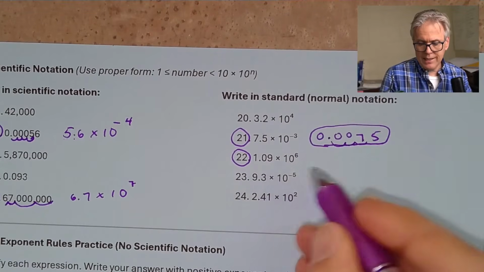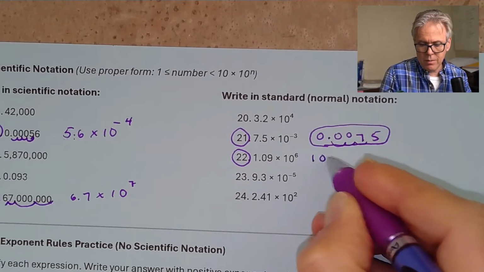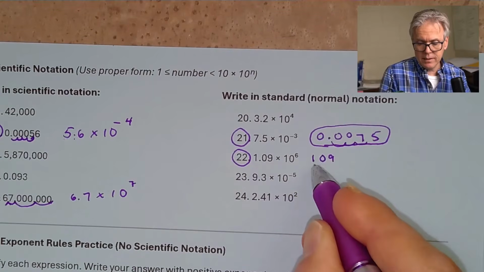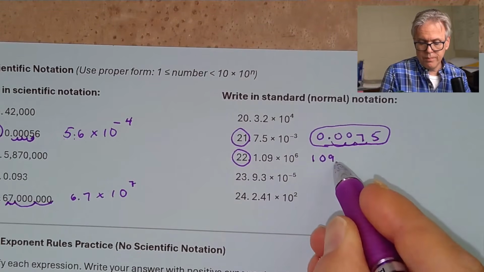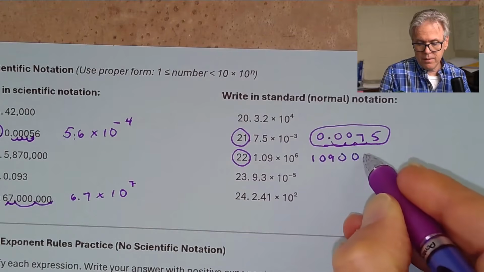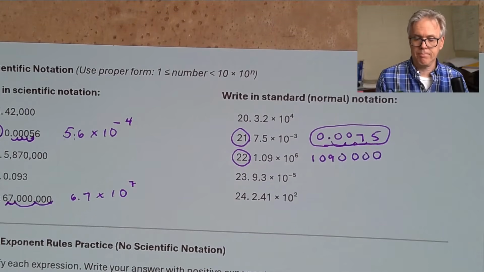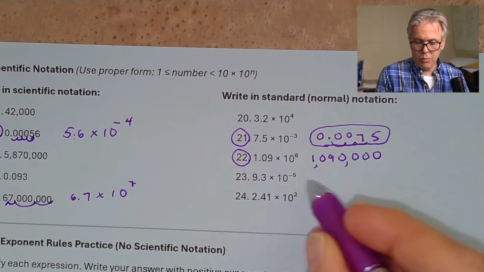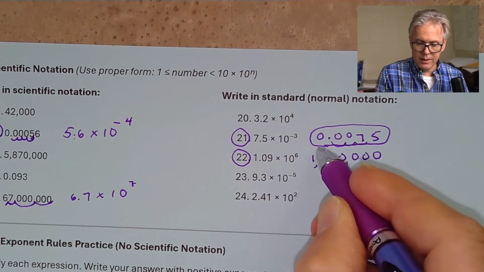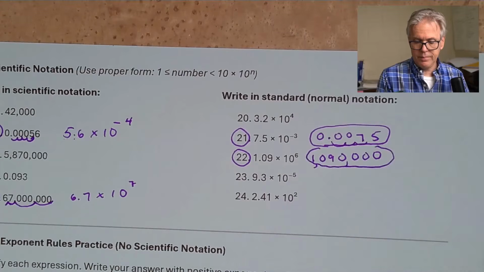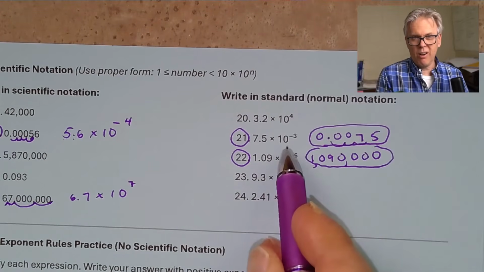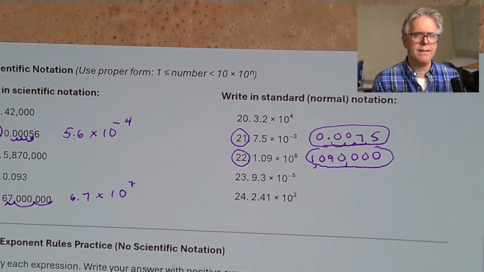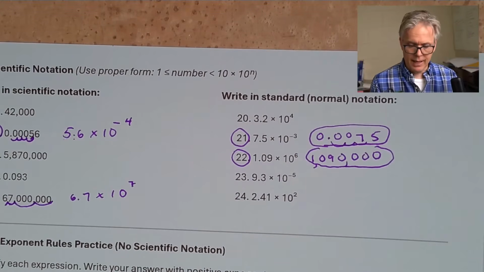What about 1.09 times 10 to the 6th? So we've got 1.09, and I moved this decimal point over 6 places. So 1, 2, and then 3, 4, 5, 6. Good, put commas in here. So 1,090,000 would be the answer for that. I'll be honest, when I'm doing numbers that are super small, I'll sometimes put spaces, and I think I did that in the classwork that we did in class.